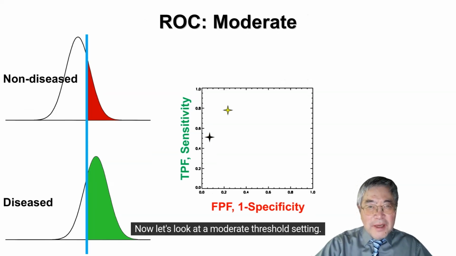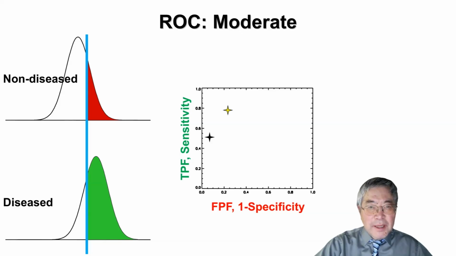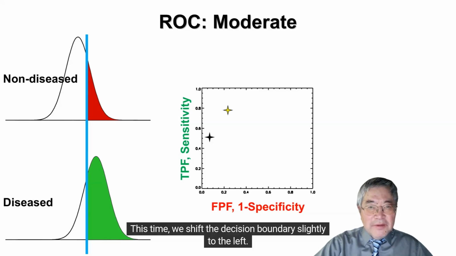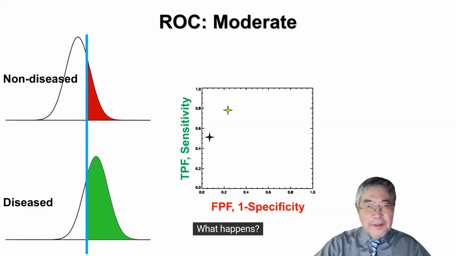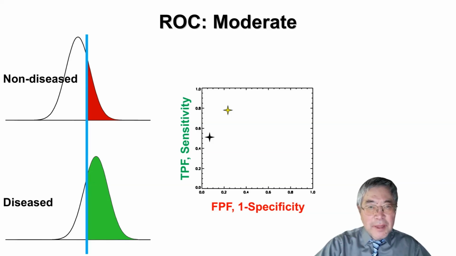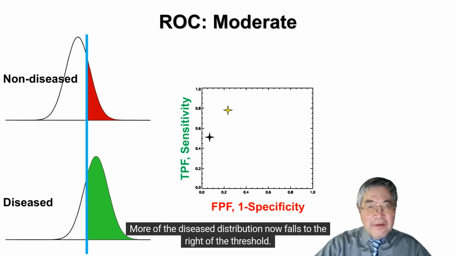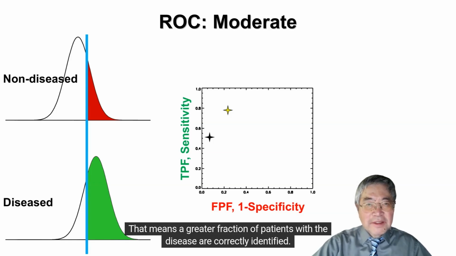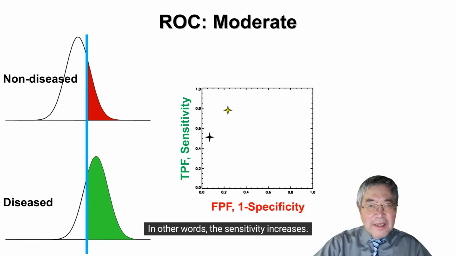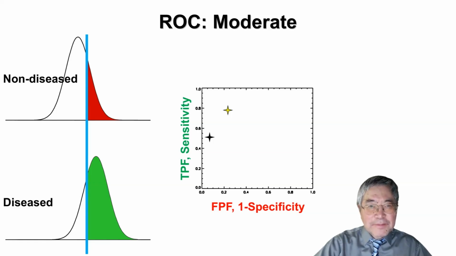Now let's look at a moderate threshold setting. This time we shift the decision boundary slightly to the left. What happens? More of the disease distribution now falls to the right of the threshold. That means a greater fraction of patients with the disease are correctly identified. In other words, the sensitivity increases.